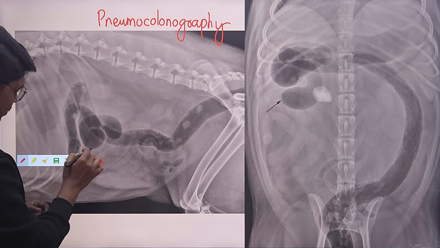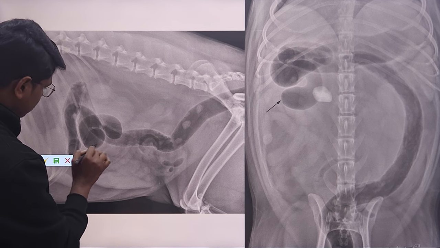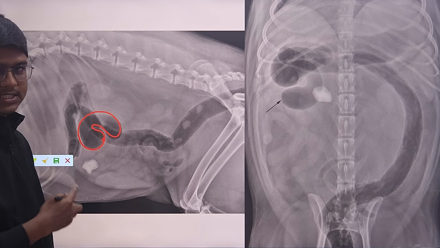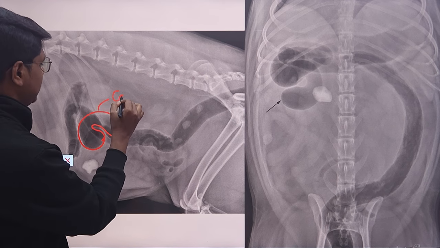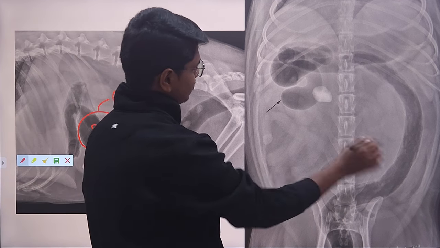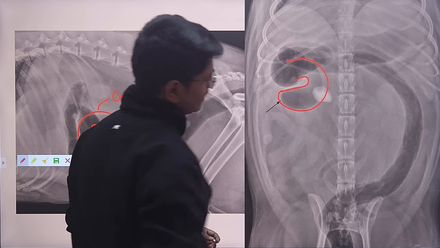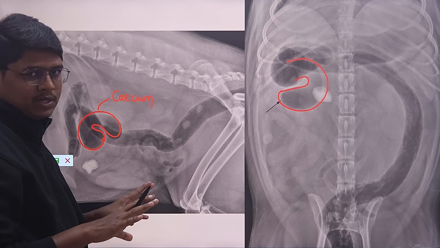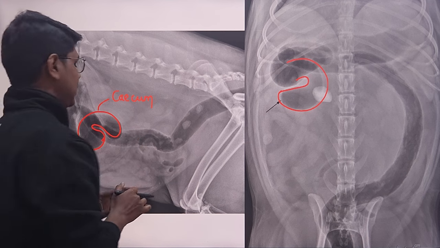Here, can you tell me which organ is this? This one is which organ? It is C-shape. This is cecum. Here you see, this is cecum. Okay, C-shape organ. You may find it in a normal abdominal radiograph also. I have already told you regarding cecum in the normal abdominal radiograph. This is cecum.